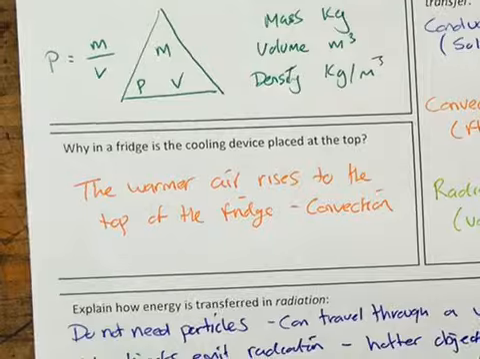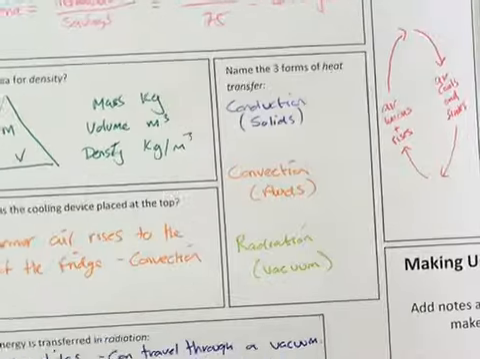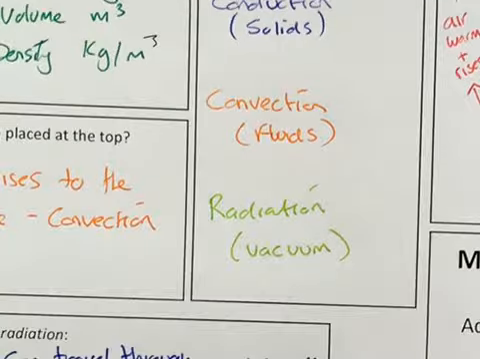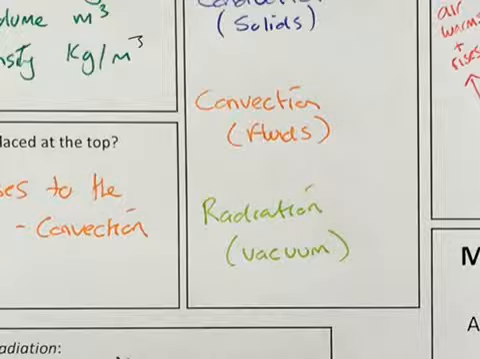Then we'll go, why is the fridge... Oh, so these questions are all over the shop. Let's go for: name the 3 forms of heat transfer first. So you've got conduction, which happens in solids. Convection, which happens in fluids, which a fluid is something that flows. So liquids and gases are fluids.